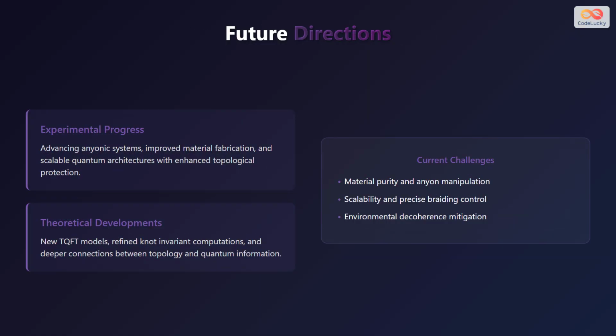The field of quantum topology is continuously evolving, with exciting future directions. There is ongoing experimental progress in advancing anyonic systems, improving material fabrication, and creating scalable quantum architectures with enhanced topological protection. There are also continuous theoretical developments with new TQFT models, refined knot-invariant computations, and deeper connections between topology and quantum information.